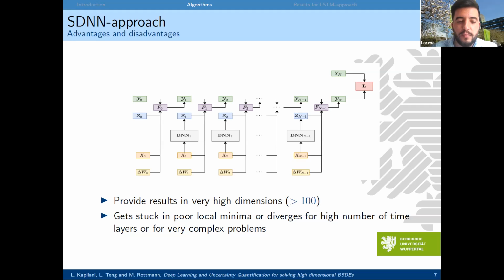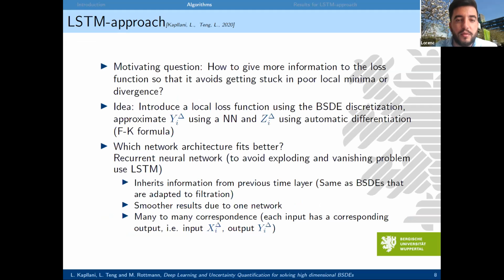And since we have this kind of disadvantage, we have this motivating question: how would we do this? The motivation is that we need to give more information to the loss function. So in a sense, since we have information only at the end, we need to try to give information even in the other time steps. So the idea in this case would be as follows. Instead of using the discretization of the BSDE for the Y process as an update to the Y process, we use it as information for the loss function.